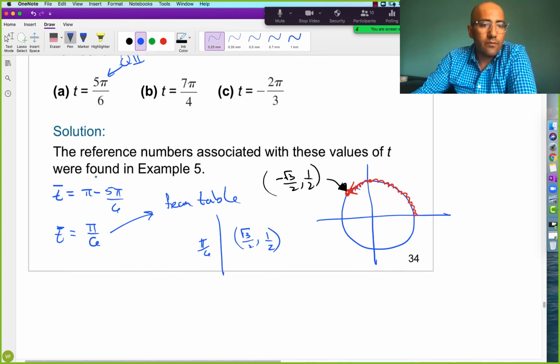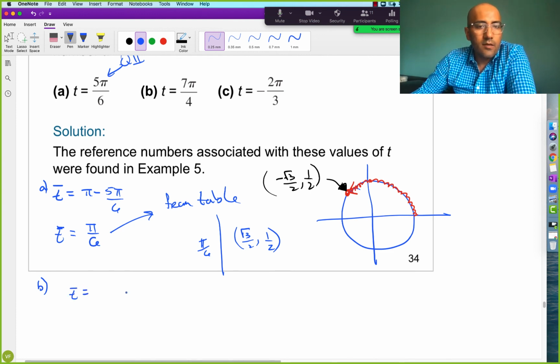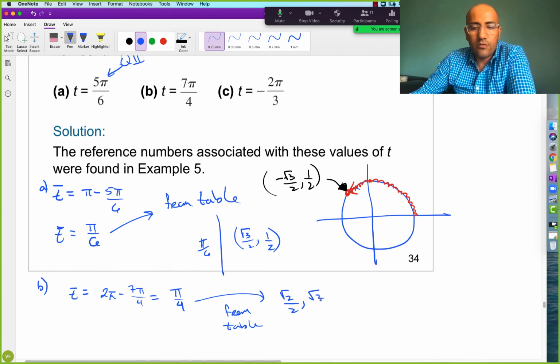So this is for part A. For part B, we know that to get the reference value t hat, this is going to be equal to 2 pi minus 7 pi over 4, which is going to lead to pi over 4. And from the table, we know that this should be root 2 over 2 comma root 2 over 2 in quadrant 1.